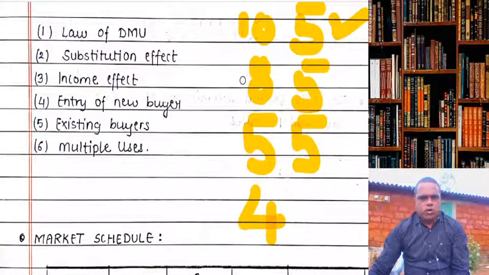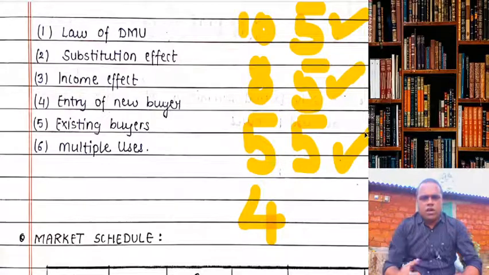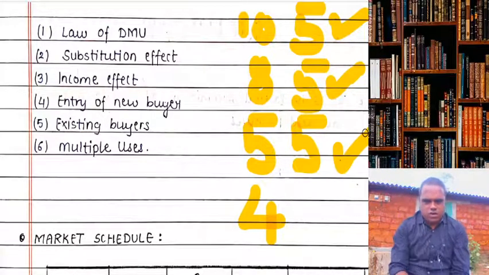The second orange is giving you 8 units of satisfaction, and you are paying how much? 5. Again, I feel that your satisfaction is more than the sacrifice that you are making by paying 5 rupees. The third one, children, the third orange is giving you satisfaction of 5, and you are paying how much? 5.